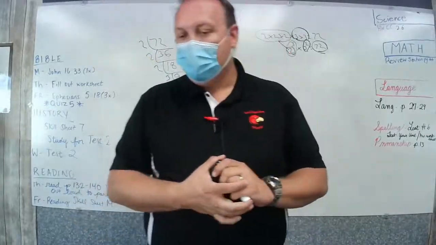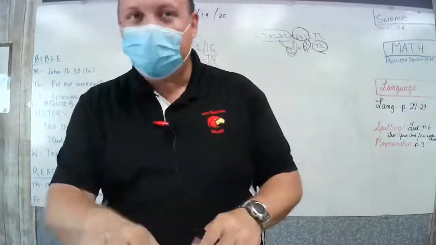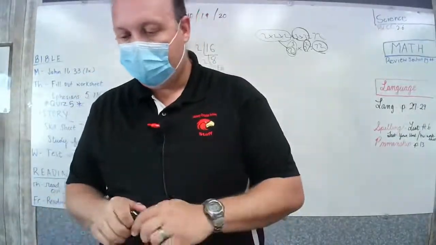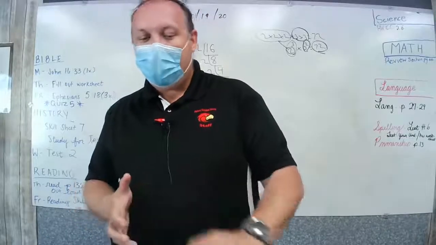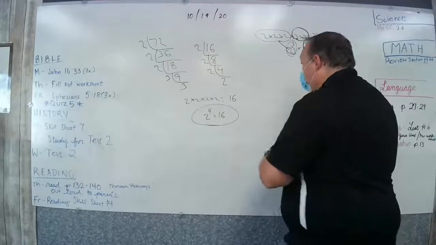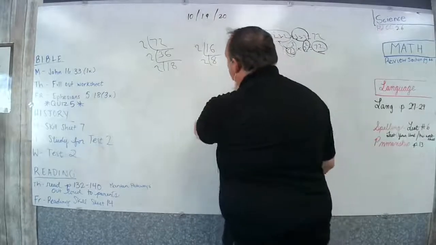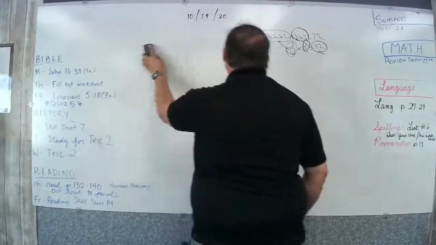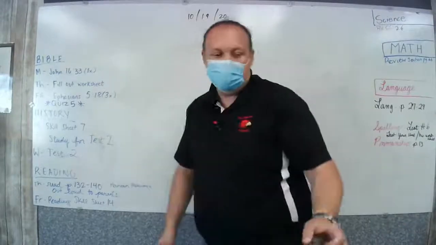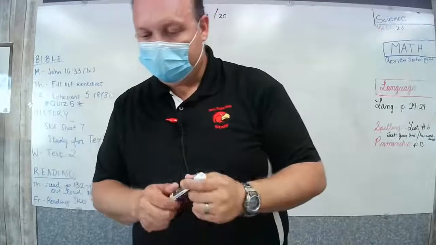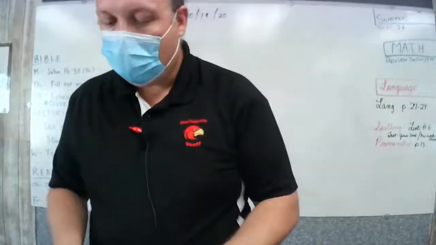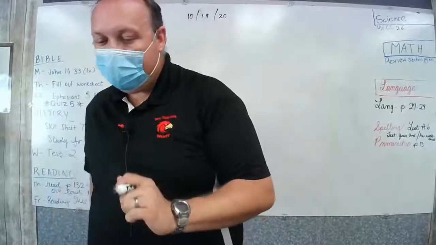But right now I want you guys to look at page number 50 in your books. Making a table. No, we're not talking about a dining room table or coffee table. Making a table. So we have problem-solving strategies, making a table.